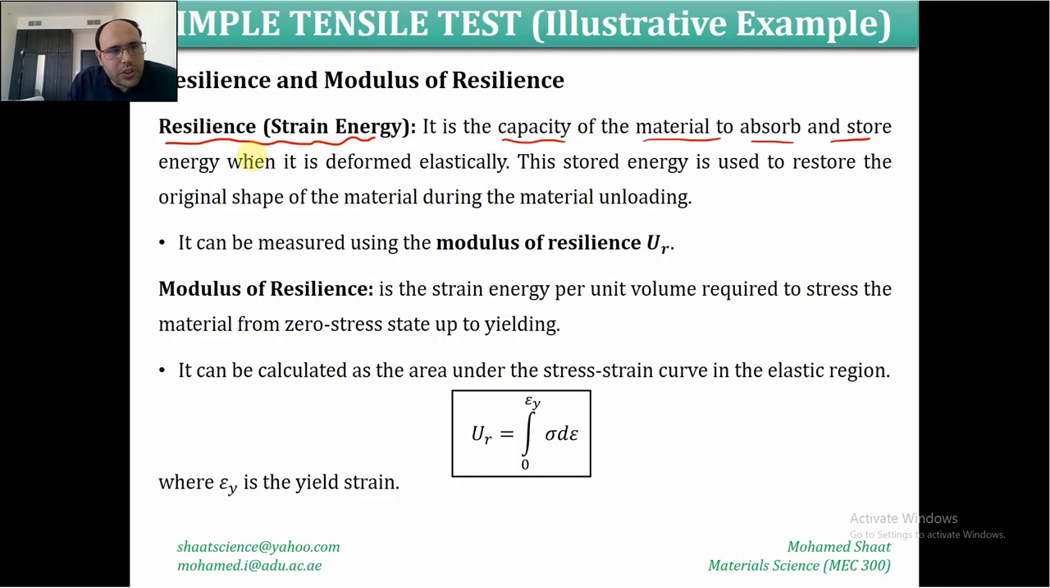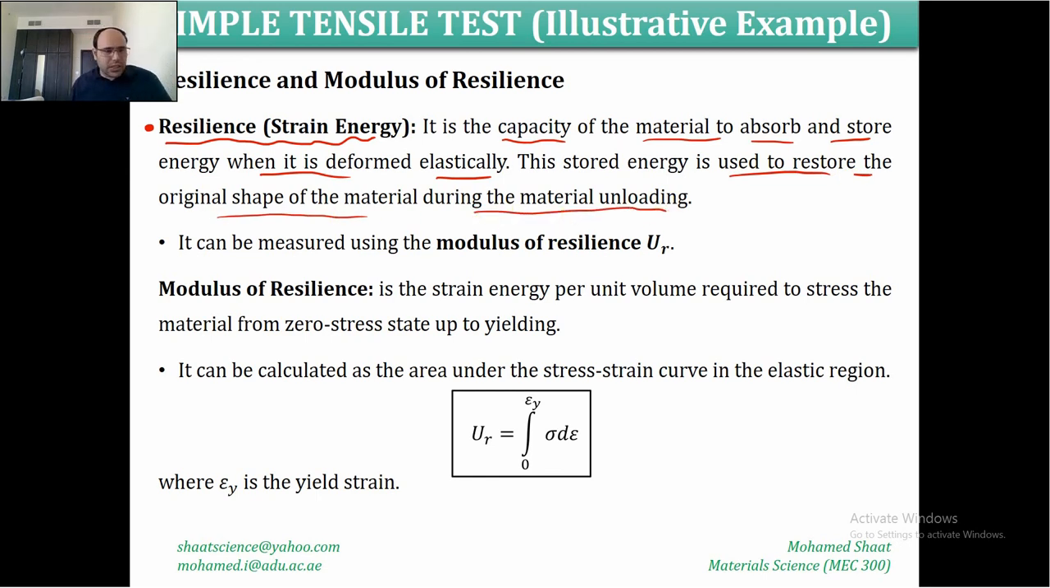All right, so another property that we can derive from this stress-strain curve is the resilience, also known as the strain energy, which can be defined as the capacity or the ability of the material to absorb and store. It is not just absorption, it is storing. It means that it absorbs the energy, then it stores this energy when it is deformed elastically. So this is the ability of the material to absorb and store energy while it behaves elastically, within the elastic behavior of the material. There is no plasticity in that case. This stored energy is used to restore the original shape of the material during unloading.